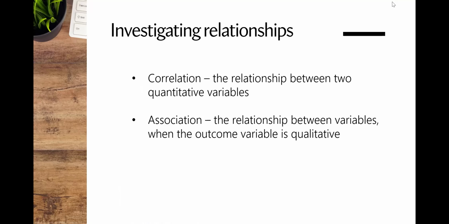When you investigate relationships, you can do one of 2 analyses. Correlation is when you'd like to look at the relationship between 2 quantitative variables. And association when you're looking at the relationship between variables when the outcome variable is qualitative.